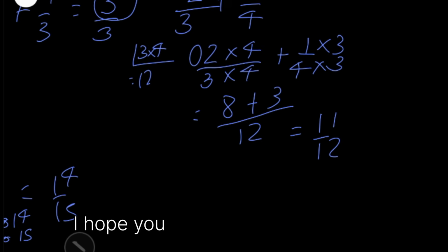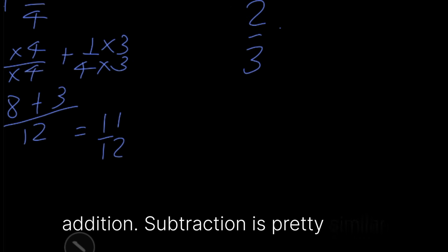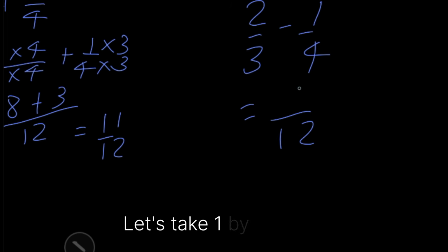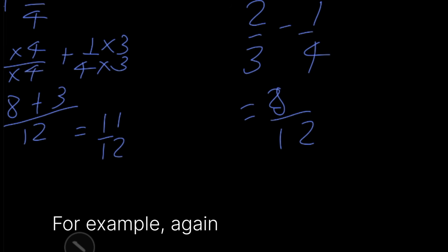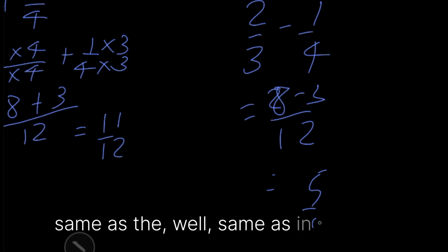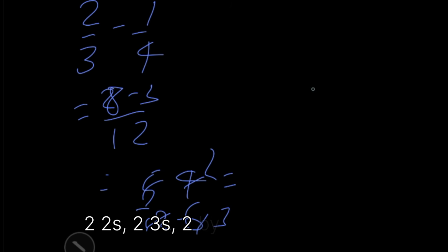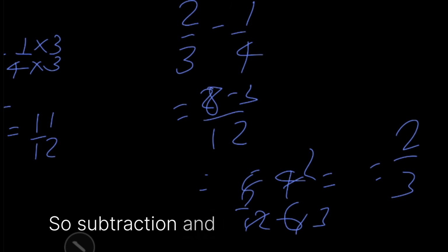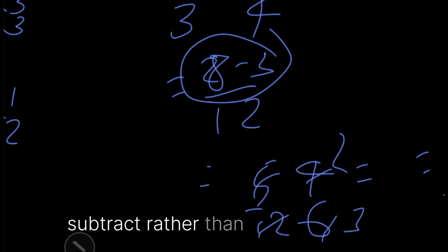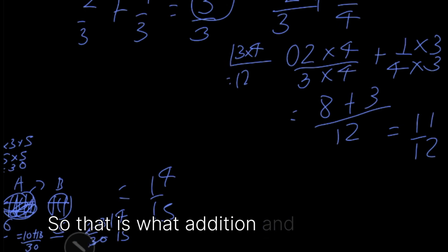I hope you understand how to use addition. Subtraction is pretty similar too. We don't have to do anything different. Let's take 2 by 3 and 1 by 4 again, and again take the LCM, same as in addition. 8 minus 3, 5 by 12 is the answer. So subtraction and addition are the same. We just have to subtract rather than add. That's the difference. So that is how addition and subtraction are done in fractions.